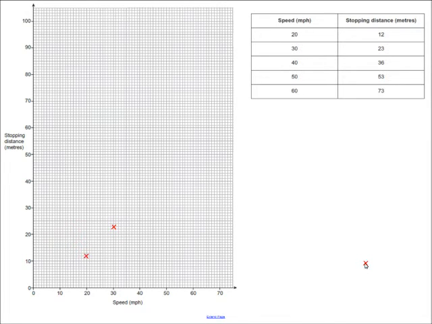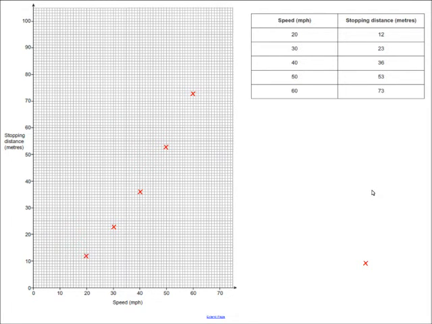Then we go to 40 miles an hour and 36 meters. So 40 miles an hour and 35, 36 meters. Place a little cross. I've just moved slightly. There we go. Then at 50 miles an hour, we need to plot a point at 53 meters. So up 50 miles an hour to 5, 3 meters. And then finally at 60 miles an hour, 73 meters. So go to 60 miles an hour and plot a point at 7, 3 meters. So there are the points for our graph.